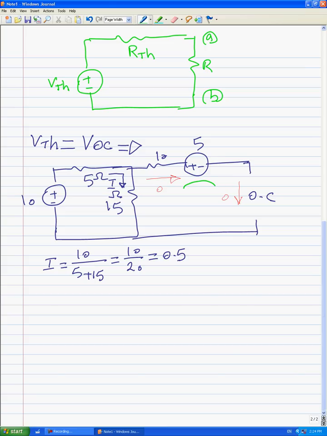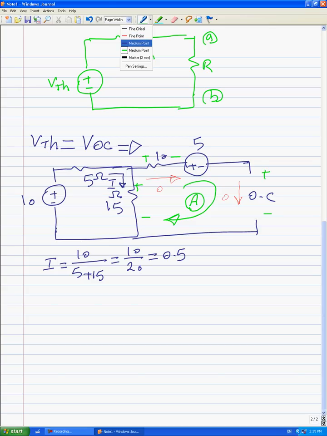In order to find the open circuit voltage or Thevenin voltage, we should always apply KVL in the loop including the open circuit. In order to apply KVL in this loop, for example loop A, we should determine positive and negative for each resistor. Positive and negative here, positive and negative here, and positive and negative here.